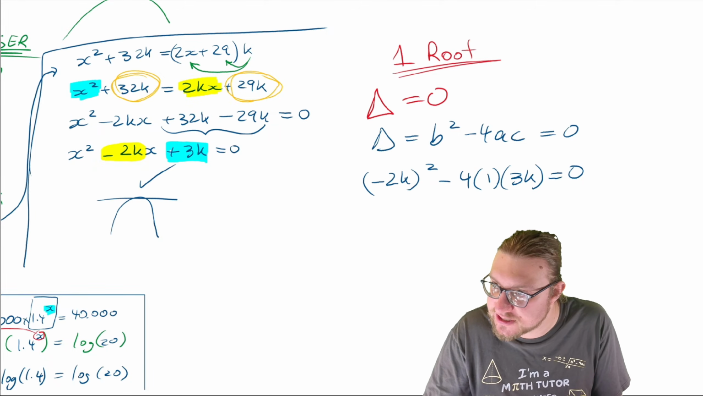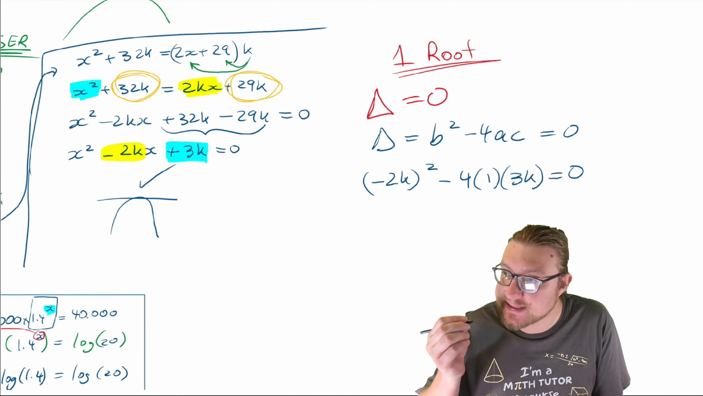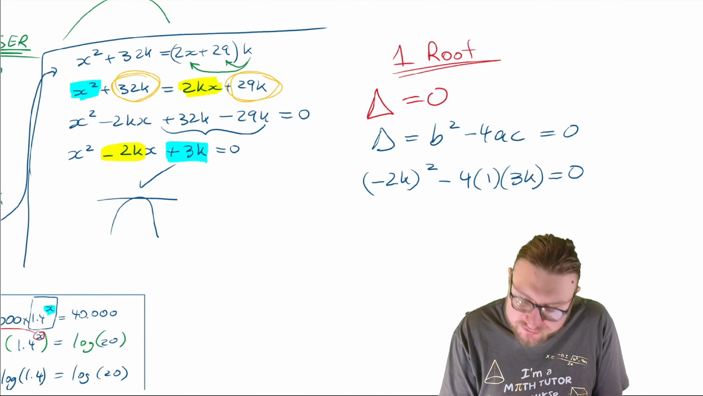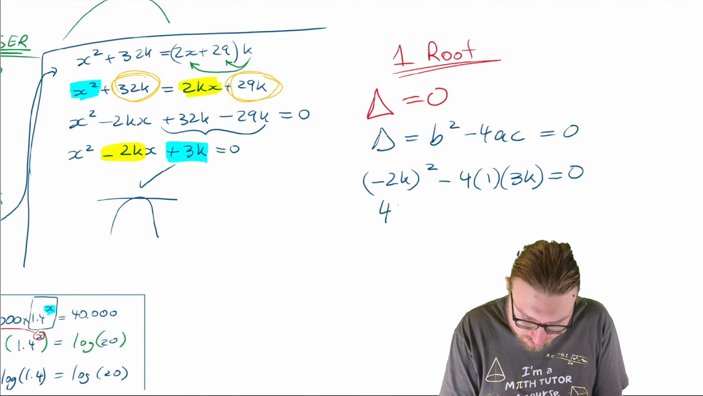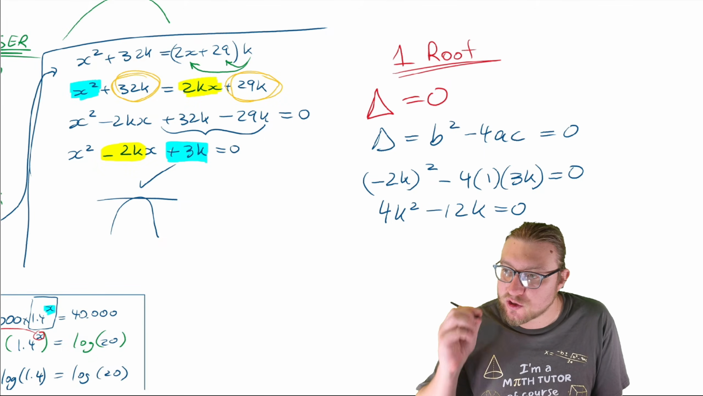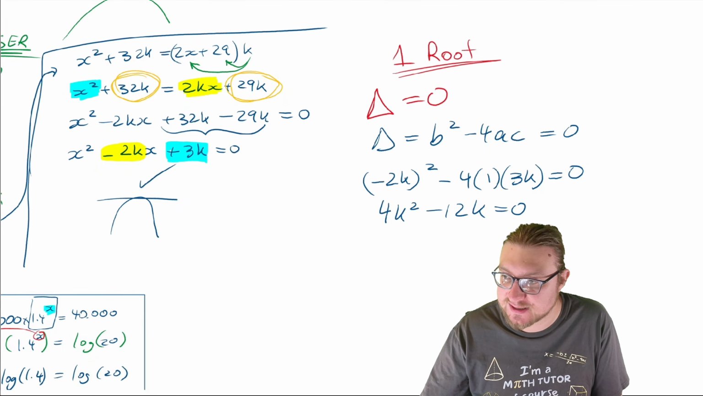And that is equal to 0. Okay, let's clean this up and simplify. And then we're going to see where we are. Negative 2 times negative 2 is positive 4, and then k squared, and we're going to get minus 12k is equal to 0. So what does this question here actually tell us?